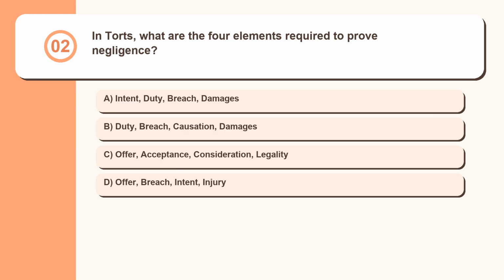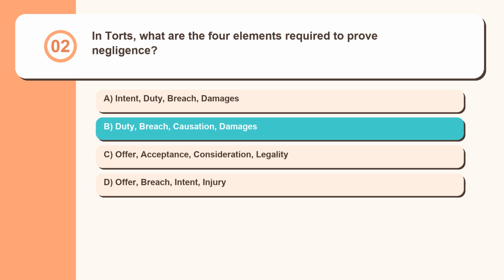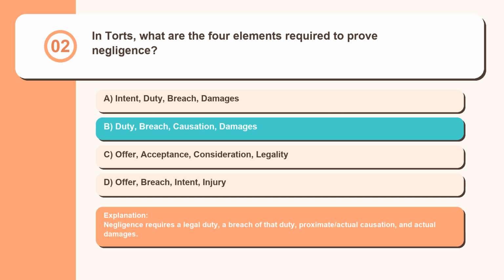Question 2. In torts, what are the 4 elements required to prove negligence? Intent, duty, breach, damages. Duty, breach, causation, damages. Offer, acceptance, consideration, legality. Offer, breach, intent, injury. Negligence requires a legal duty, a breach of that duty, proximate and actual causation, and actual damages.